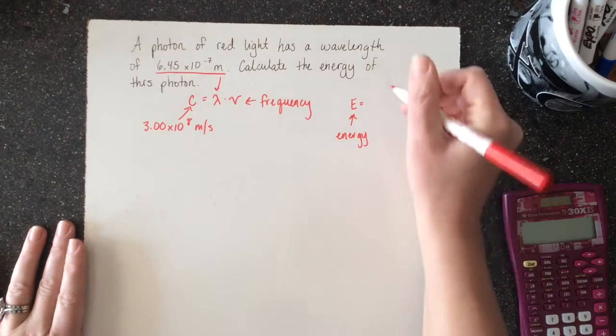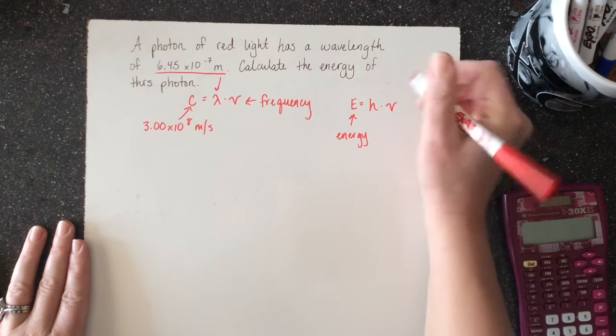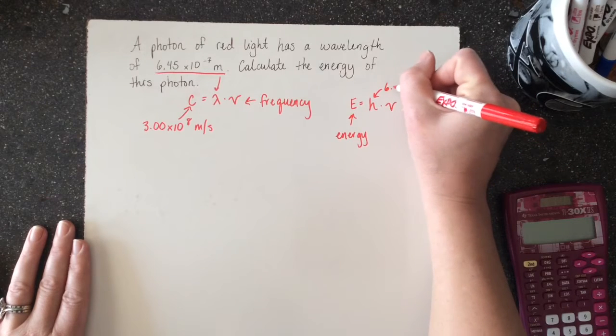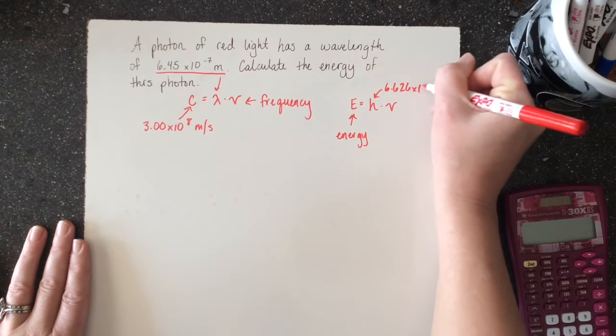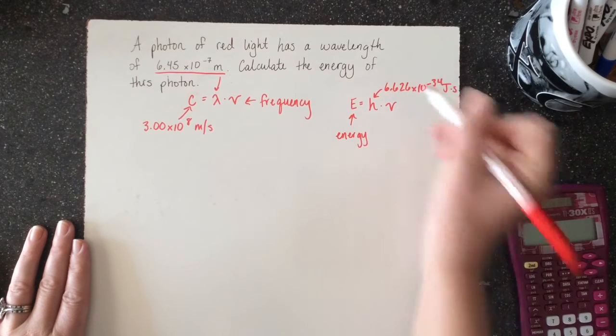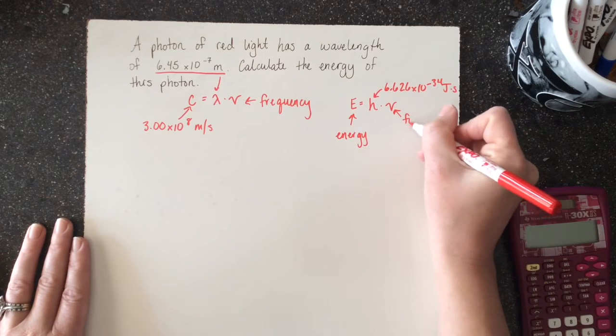So the energy of the wave is equal to h, which is another constant, times the frequency. This is called Planck's constant, which is 6.626 times 10 to the negative 34th joules times seconds. And again, this symbol right here stands for frequency.